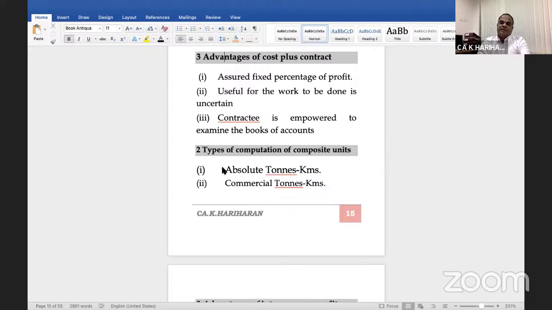It is useful when the work to be done is uncertain. We cannot tell how much it will cost, like metro rail. How much cost may be going to incur? I cannot put the estimate properly. Then it is better to go by way of a cost plus contract. The contractee is empowered to examine the books of account, because how much cost was incurred should be transparent. Therefore, the contractee has the right to verify my books of account. These are all the advantages of cost plus contract.